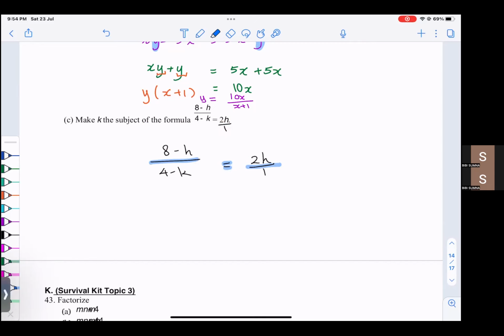Yay, good. We can do the cross method. So the downside goes up, the downside goes up, and then multiply. Like that. And next time you have so many brackets, just open them. So 1 times anything is still anything, so it will still be left with 8 minus h. How about this side? You can do the rainbow method. 2 times 4 is 8 and 2hk. There's a negative in between.